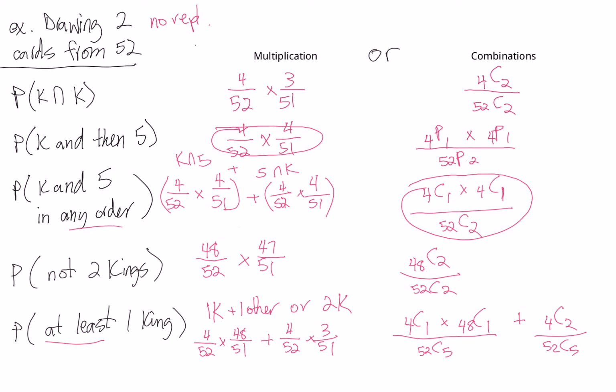Or the one other option, remember when in the last unit when we did at least, the other way you can do at least is do 100% minus the opposite. So the opposite would be having no kings out of 2 cards. So we could just do 100% minus the no kings, and the no kings we already figured out, right? We got those answers in the question ahead of it. So we could have done this one just by going 1 minus 48C2 over 52C2. So 100% is 1 as a decimal, and we subtract the no kings, the answer that we had in the previous question. So that's another way you could do that one.